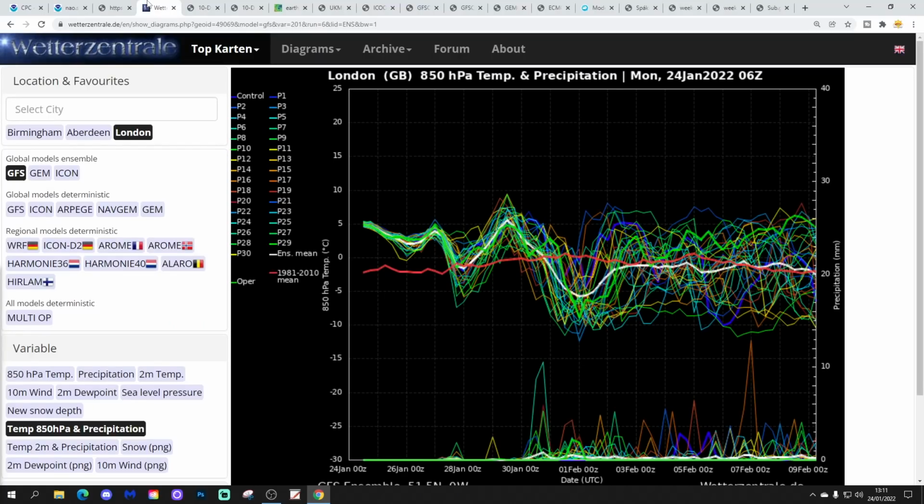GFS upper air temperature and precipitation ensembles for the next couple of weeks. So looking like this, the red line is the 30-year upper air temperature average for London. We're above average at the moment, but an inversion is taking place, so it is actually quite cold across England and Wales today and tomorrow. We're going to a more unsettled phase and rather milder as well as we get to the end of the week. And then early next week, there is a bit of a cold snap that has appeared, as I say, from around the 30th of January to the 1st or 2nd of February.